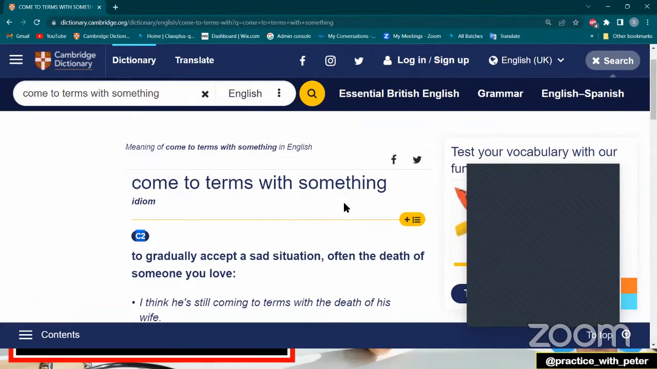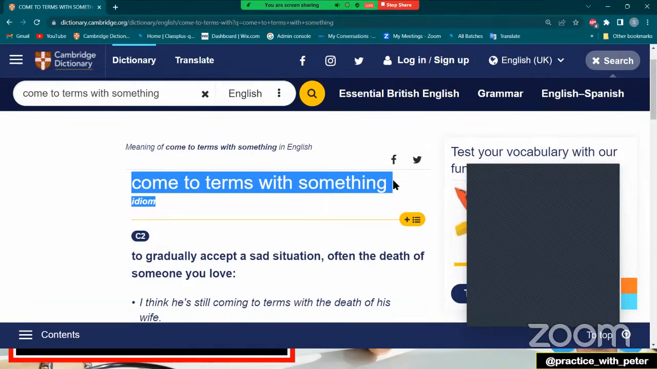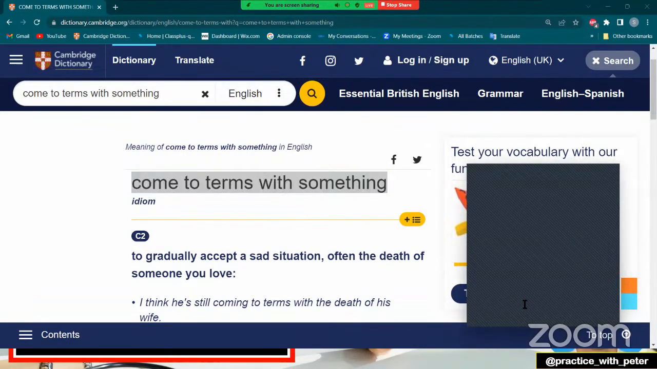Come to terms means to gradually accept a sad situation, often the death of someone you love. So come to terms is a very special vocabulary, C2 vocabulary. Whenever you are talking to a diabetes patient, you can say you have to come to terms with the existing situation. That means you have to gradually accept a sad situation, though you are not ready.